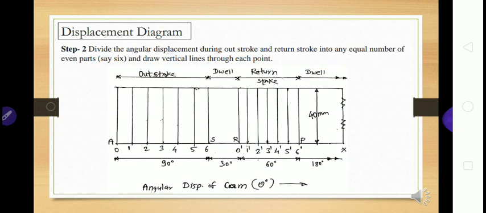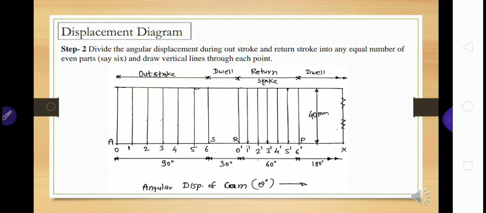Now the second step is to divide the angular displacement during the outstroke and return stroke into 6 equal parts. Not only 6, you can divide this into any even number of equal parts. Suppose it is 4 equal parts, or you can divide into 8 equal parts, no problem. Here in this problem we will divide it into 6 equal parts. So here the 90 degrees is divided into 6 equal parts. 90 degrees divided by 6, you will get 15 degrees only.